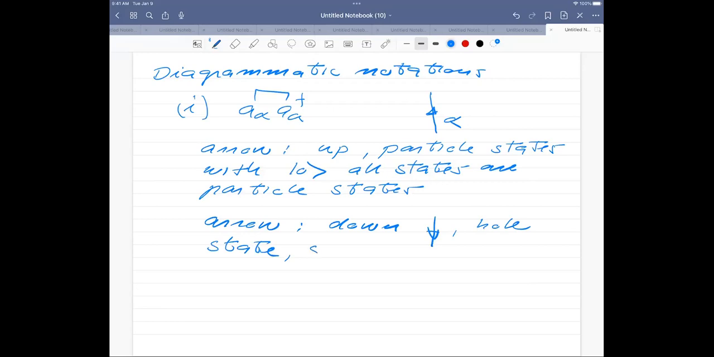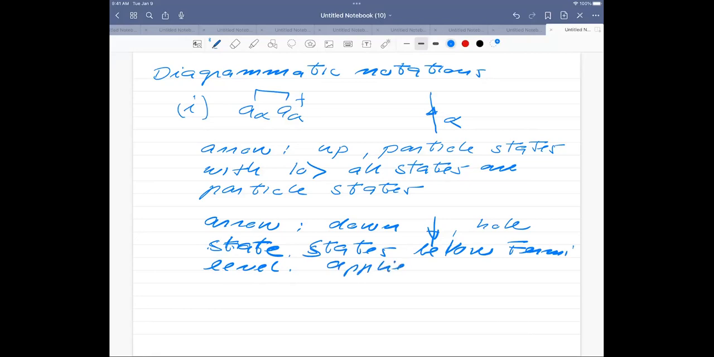So this refers to states below the Fermi level. Sorry, this should be level, not leveled. So these are states below the Fermi level. And this applies to a redefinition of the vacuum state.